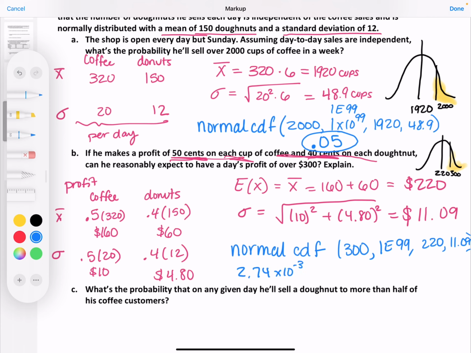You're just not reading your calculator all the way. Oh, yeah, I didn't do that. So what is that about equal to? Really, really tiny number. Meaning 0. Not probable. Can't happen. Approximately equal to 0. So it is very unlikely to make a profit over $300.